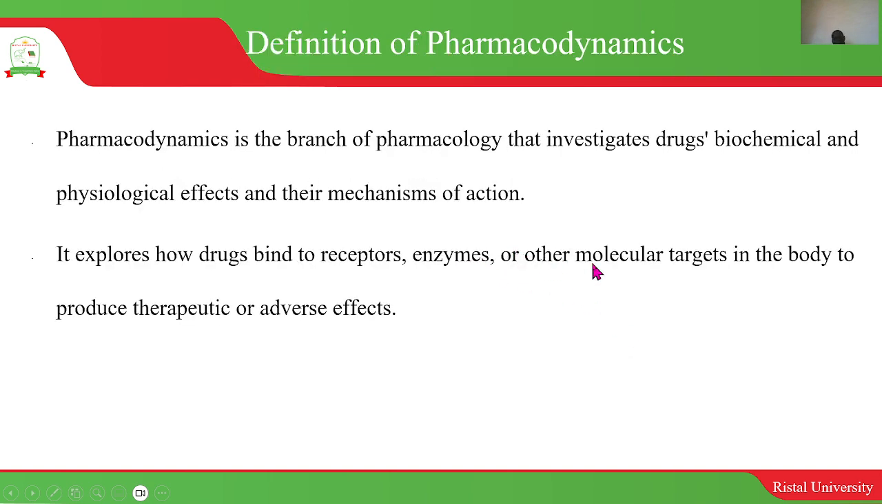So, what is pharmacodynamics? By definition, pharmacodynamics is the branch of pharmacology that investigates the drug's biochemical and physiological effects and their mechanism of action. Basically, in pharmacodynamics, we are looking at what the drug is made out of, what is the biochemical character of the drug, and what does it do in the body, the physiological effects, and their mechanism of action. That's why sometimes we say pharmacodynamics is all about what the drug does to our body, and the reverse is true when we talk about pharmacokinetics, where we are trying to see what the body does to the drug.